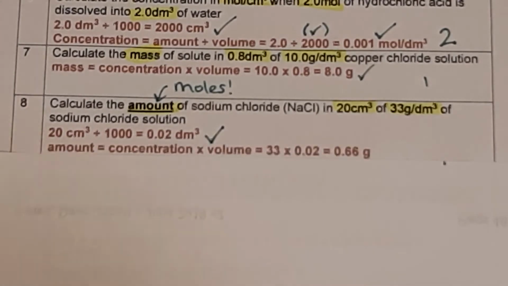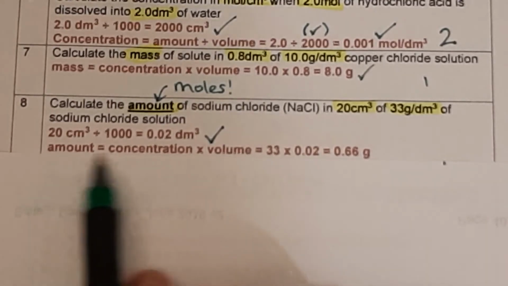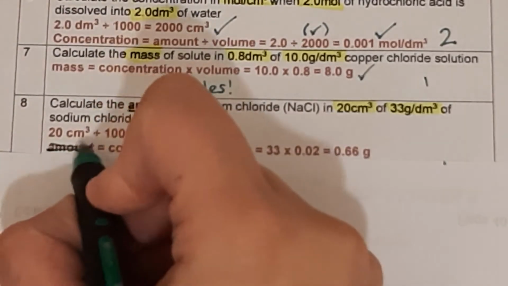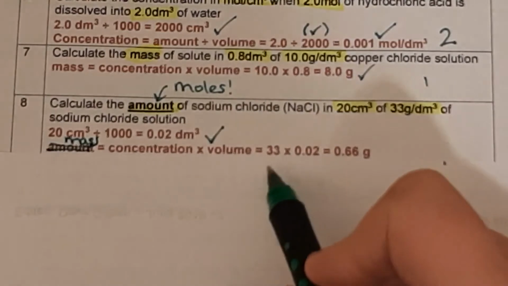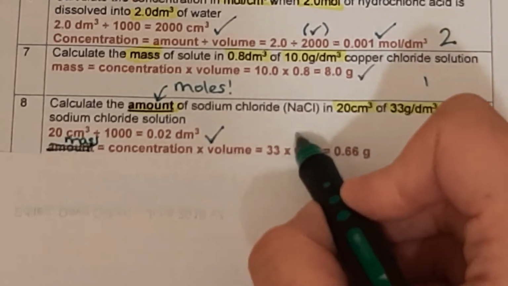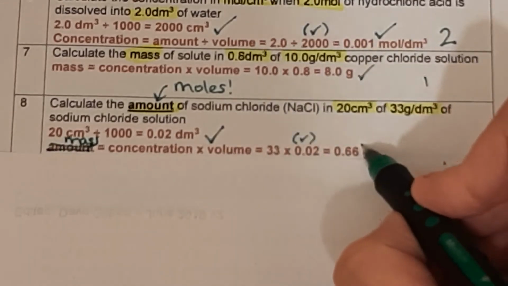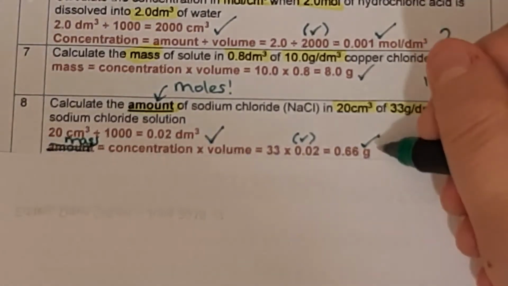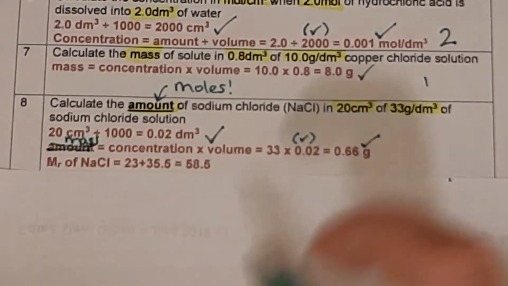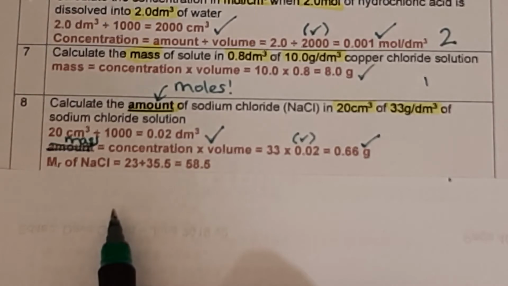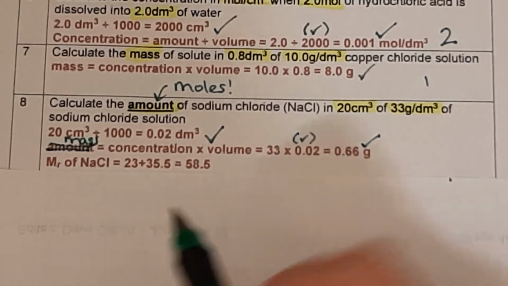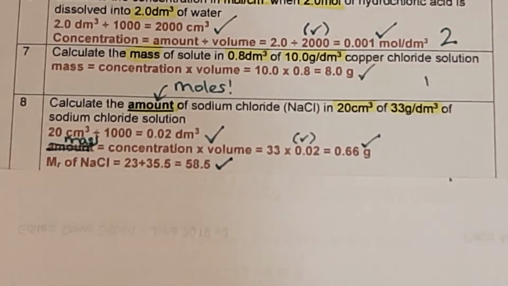Next, we will do the calculation, which is concentration multiplied by volume to get our mass. Well, to get our mass, in fact, not amount. And that is 33, because it's 33 grams per decameter cubed, multiplied by 0.02, and this is a second opportunity for that first mark, gives us a value of 0.66 grams, and that is worth our second mark there. Now we have to convert our mass in grams to moles, so to do that we'll need the relative molecular mass of sodium chloride, which is 23 plus 35.5, which gives us a total relative molecular mass of 58.5.